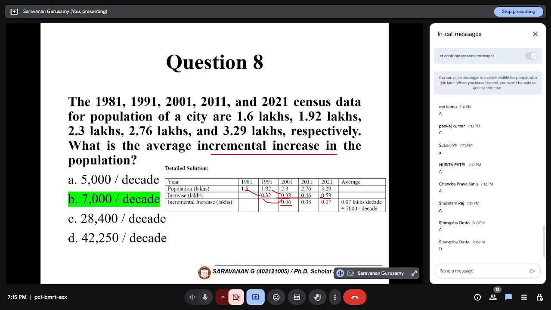So we need the increase in this increase. 0.38 minus 0.32 is 0.06. 0.46 minus 0.38 is 0.08. 0.53 minus 0.46 is 0.07. The arithmetic average of this will be 0.07 lakhs per decade, or if they are asking without lakhs, you can multiply with 1 lakh, you will get 7,000 per decade. That is the incremental increase. Hope you all understand. The answer is B.